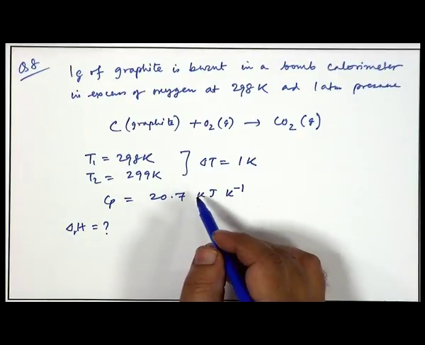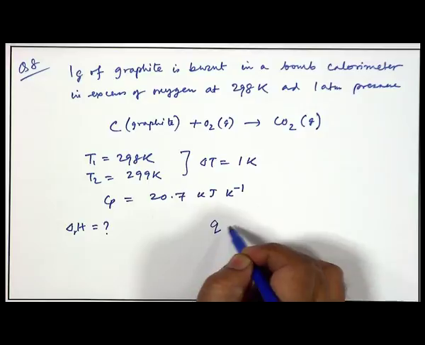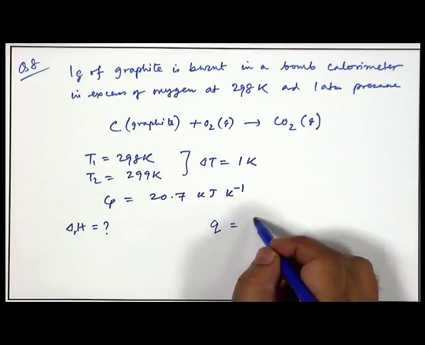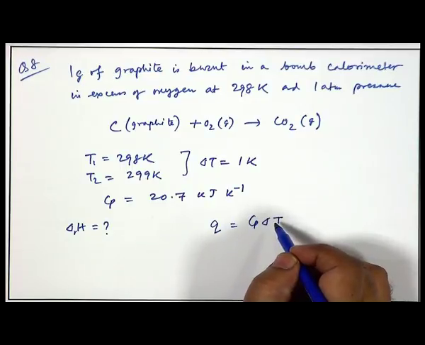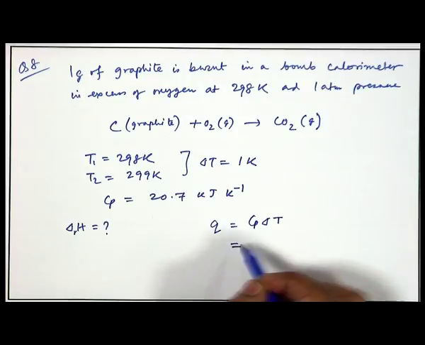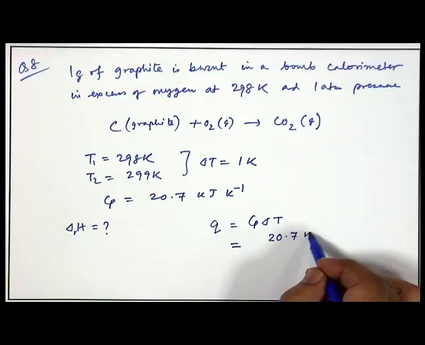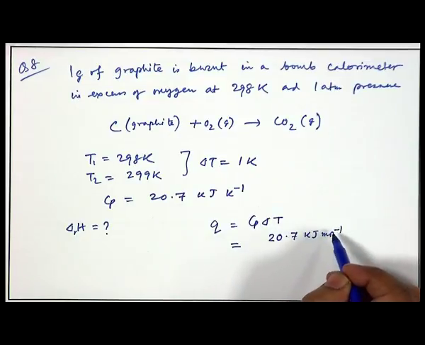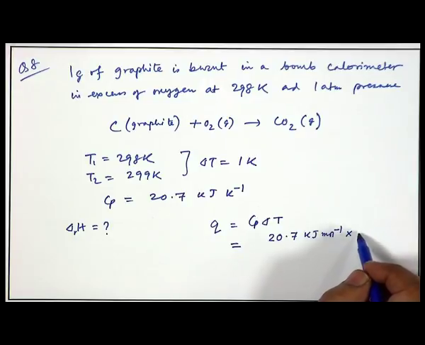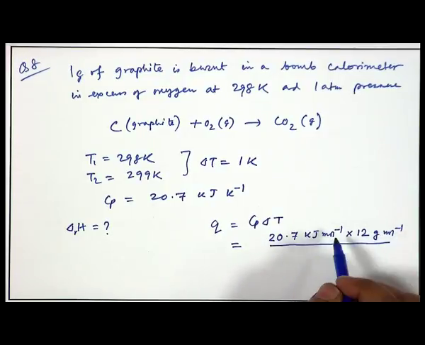So, it is given here. What is supplied? Delta T is supplied, Cp is supplied. So, we can get Q as Cp delta T, 20.7 kilojoule per mole inverse, into, you will convert into moles. So, 12 gram per mole, and it is for 1 gram. So, we put 1 gram.